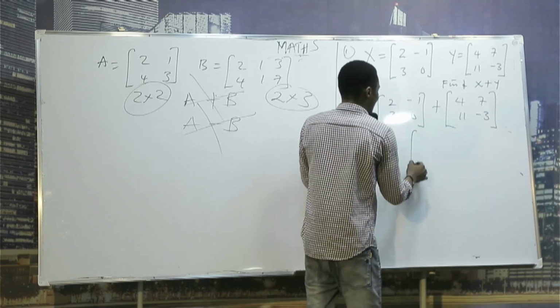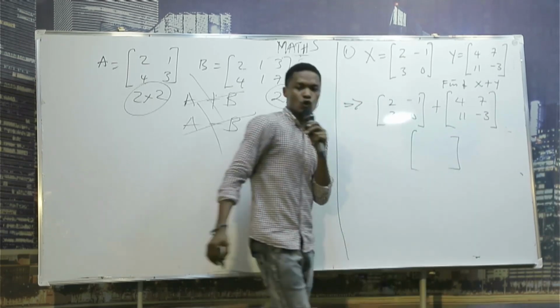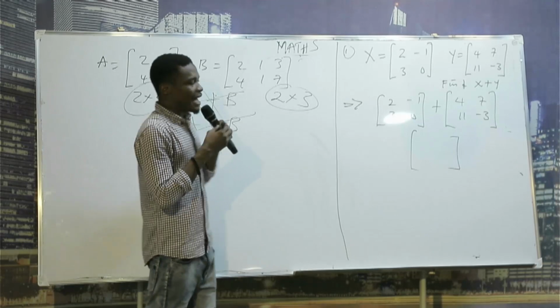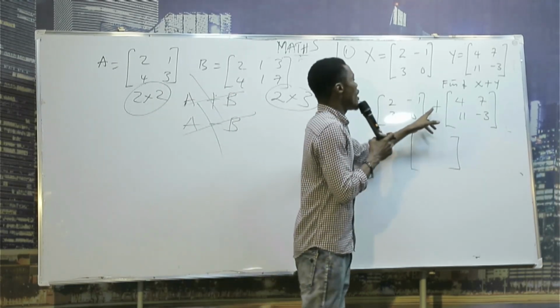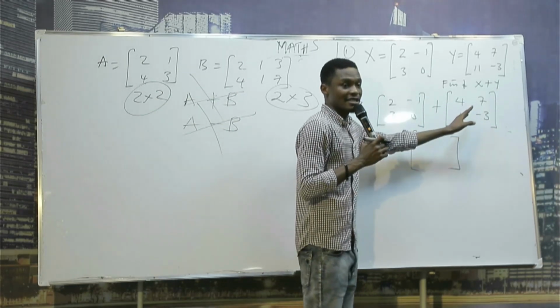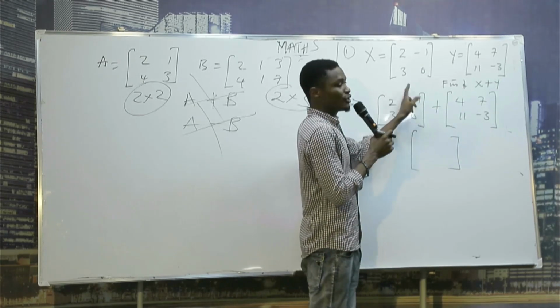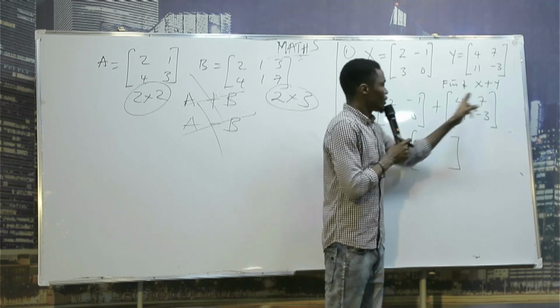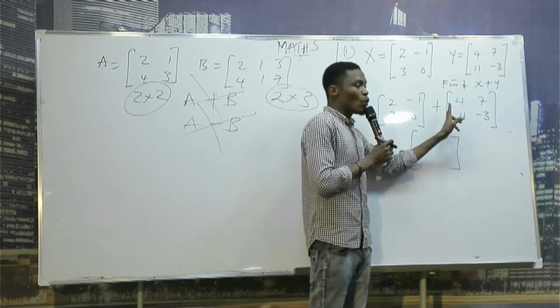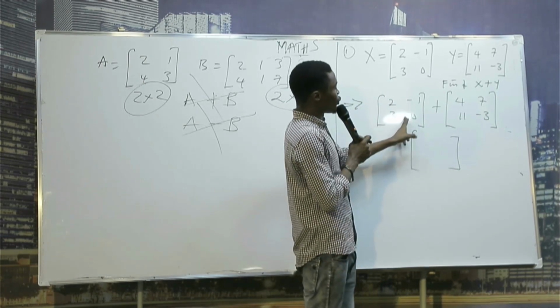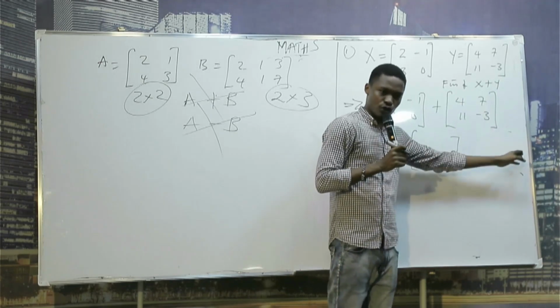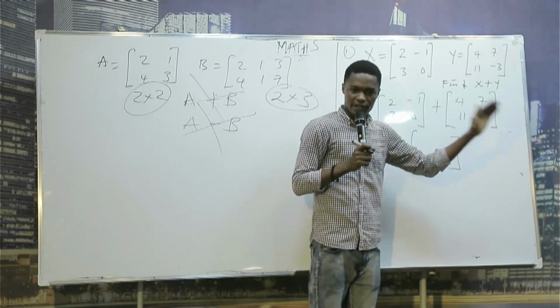Class, the answer will also be a 2 by 2 matrix. So let us add. We said we normally add or evaluate the corresponding elements. So 1, 1 and 1, 1. 1, 2 and 1, 2. 2, 1 and 2, 1. 2, 2 and 2, 2. Just like that. So correspondingly.